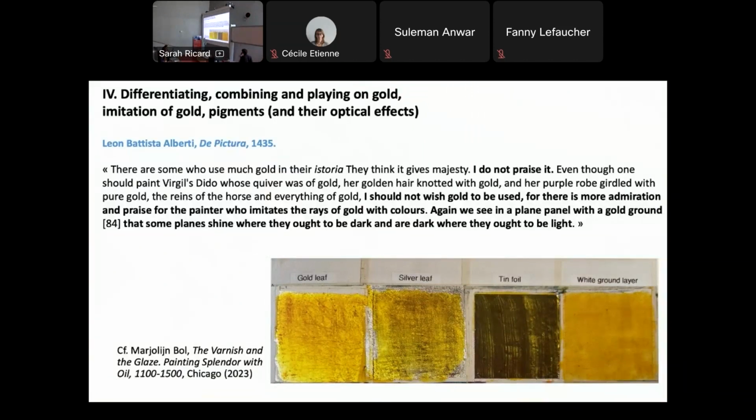And this is also not new, because, of course, imitating gold is something that is very much documented in medieval times, especially for mosaic gold. That is something that was prescribed, that was forbidden in many conventions and rulings. So here you have some reconstruction of these different ways of imitating gold: silver leaf covered with a yellow varnish, tin foil also covered with a yellow varnish, or only a white brown layer covered with a yellow varnish.